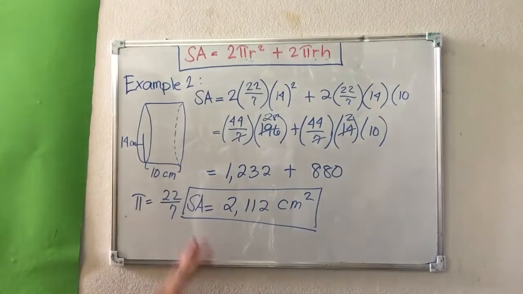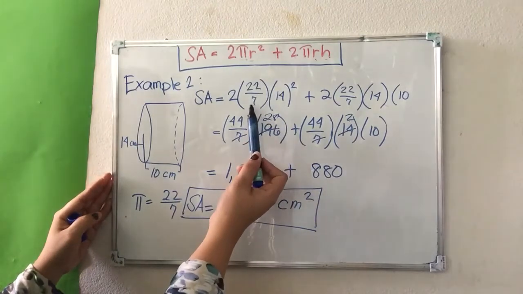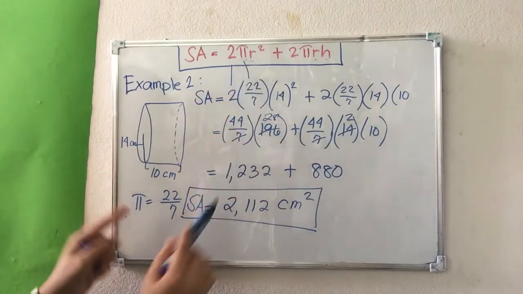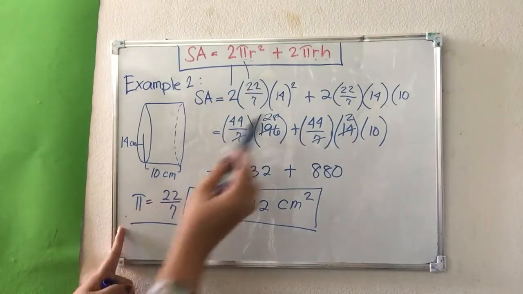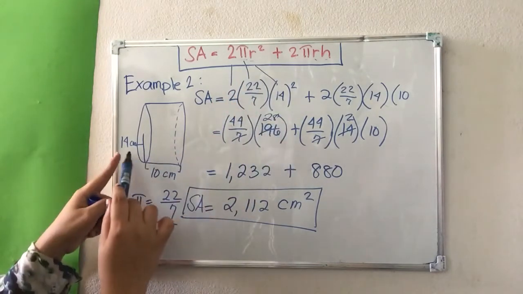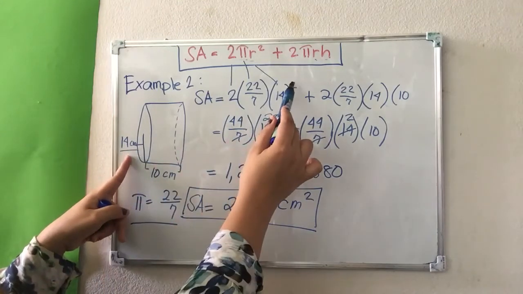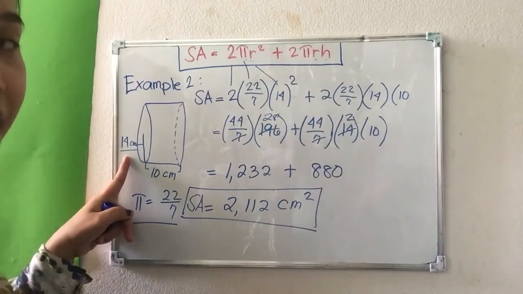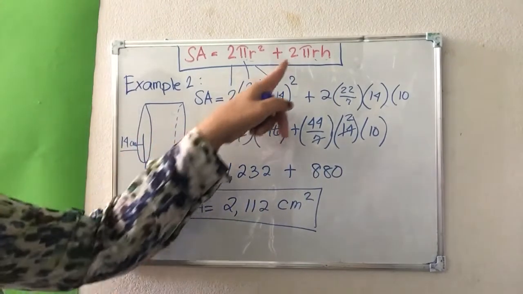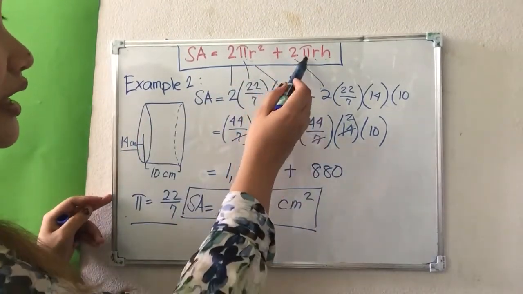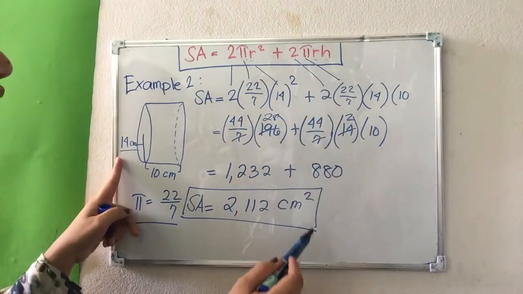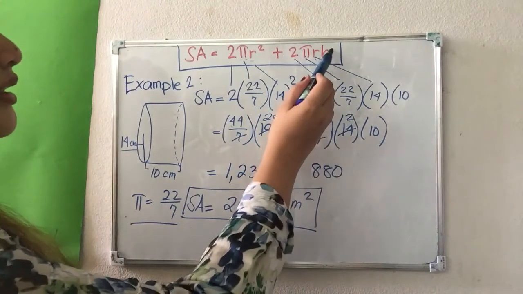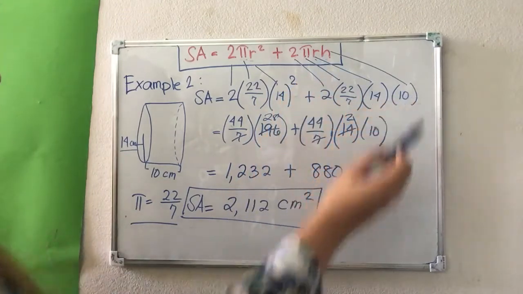Again, let's review: copy 2 and pi, which we will use here. Second, the radius is this one, and squared. Do not forget to write that. Next, copy 2 and the pi again, and the radius, this one, and the height, 10.